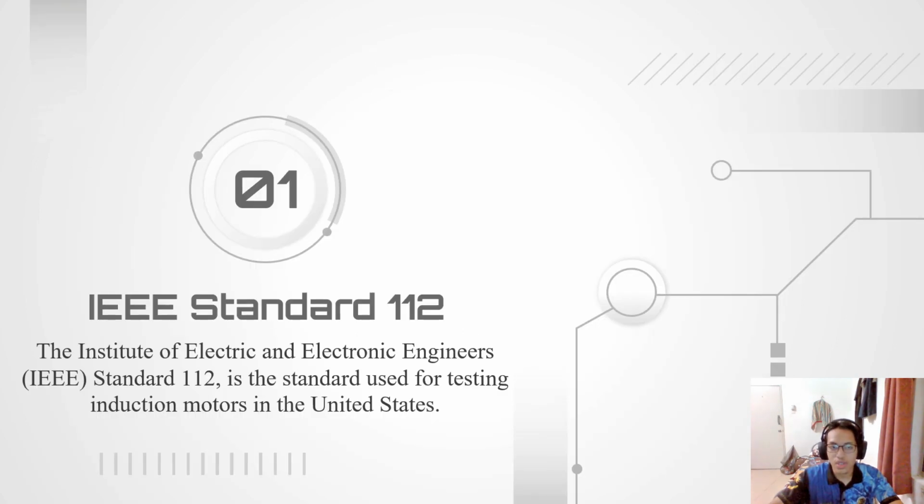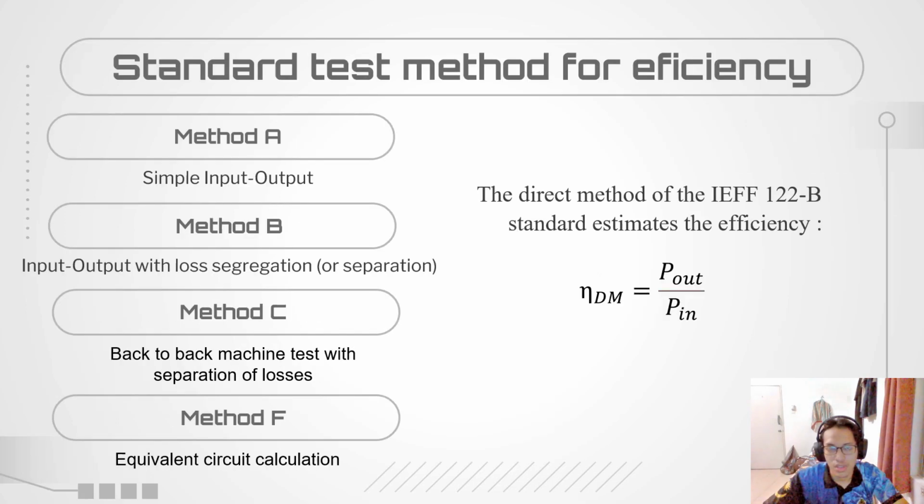The first one is IEEE standard 112. The Institute of Electrical and Electronics Engineers' IEEE Standard 112 is the standard used for testing induction motors in the United States. For the standard test method for efficiency, there are 4 methods.